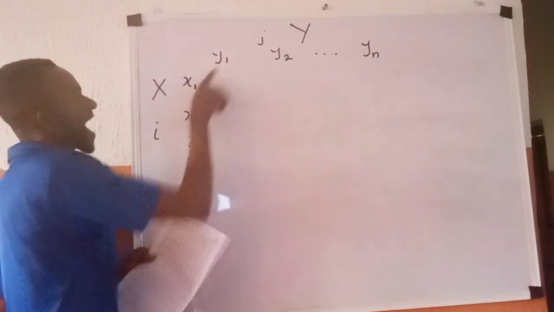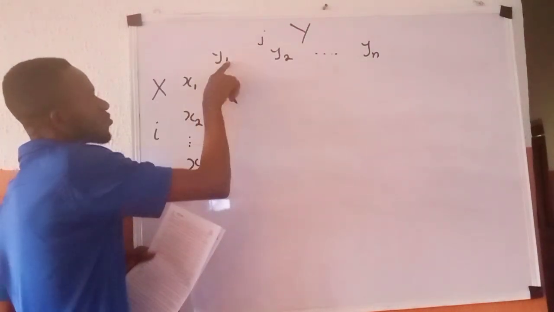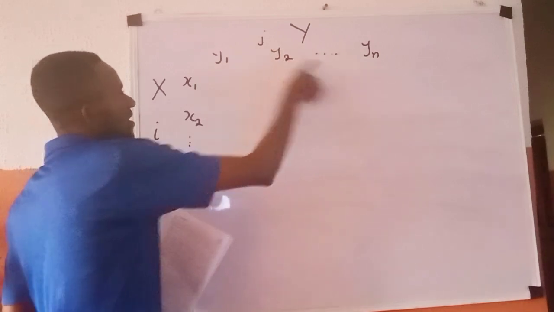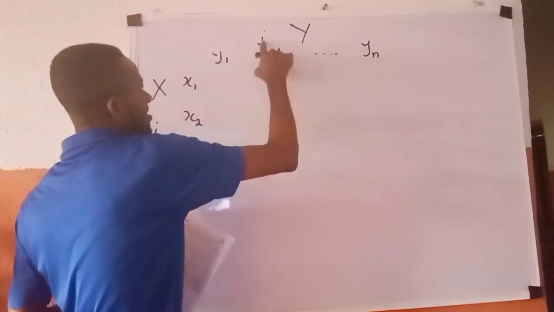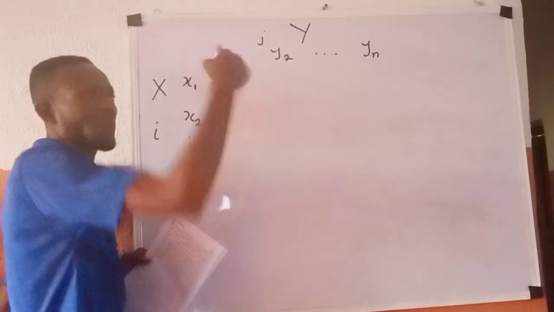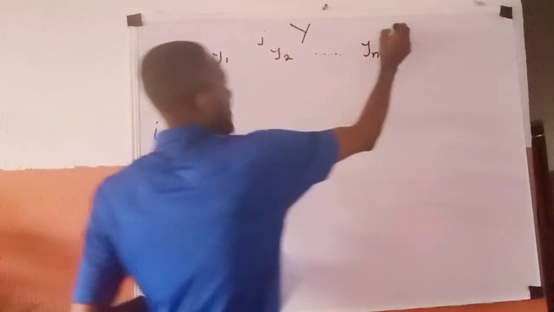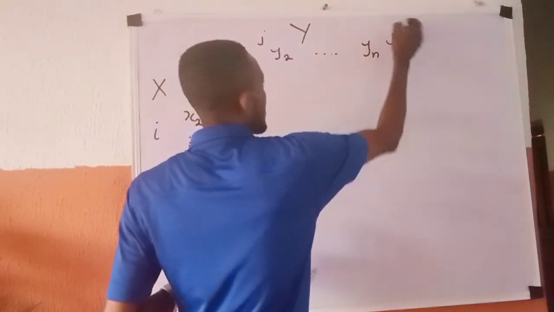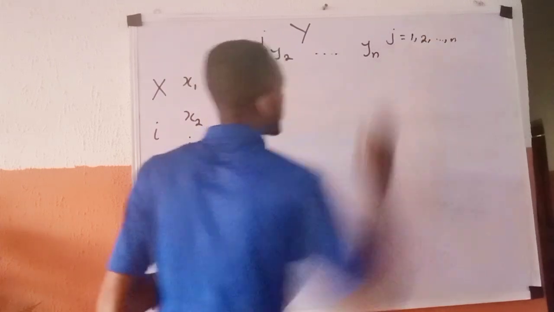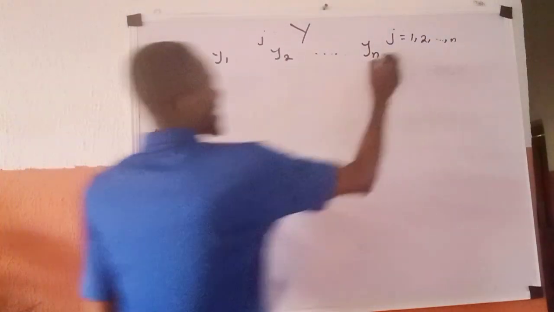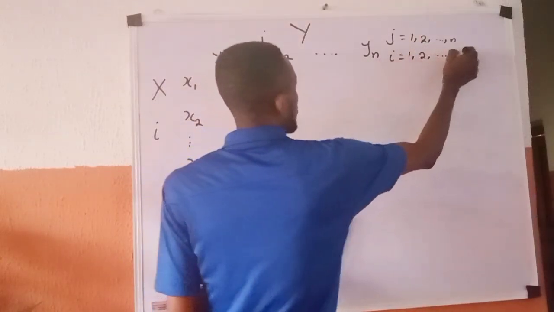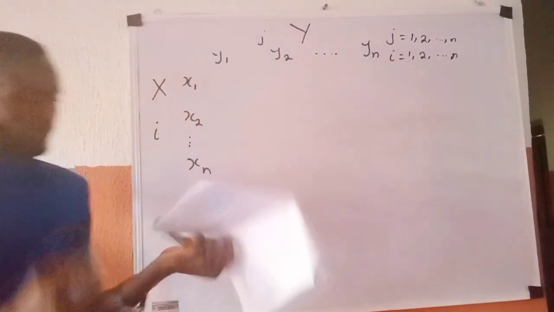j here means at this point, my j is 1. At this point, my j is 2. And at this point, my j is n. So by implication, j runs from 1 to n. My j takes values 1, 2, down to n. And my i equally takes values 1, 2, down to n.